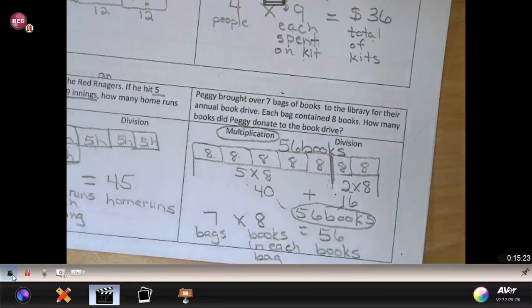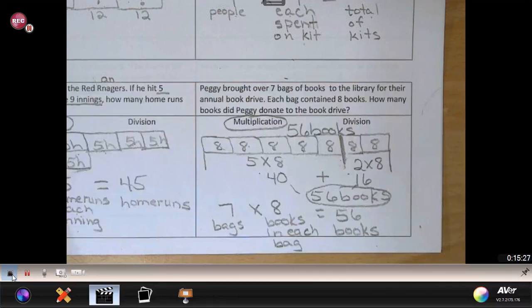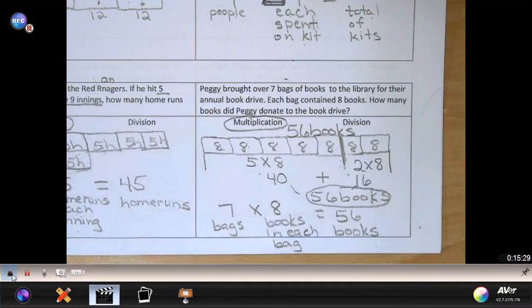So hope you're checking these. If you need to make corrections, you will be turning these in next week. So make sure that these are complete and are labeled.